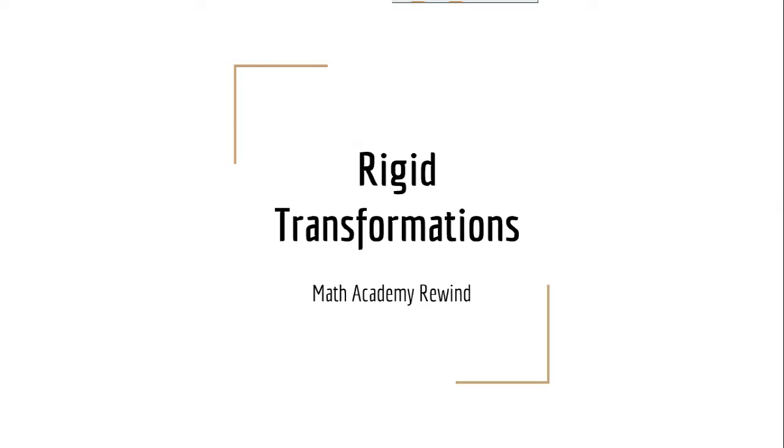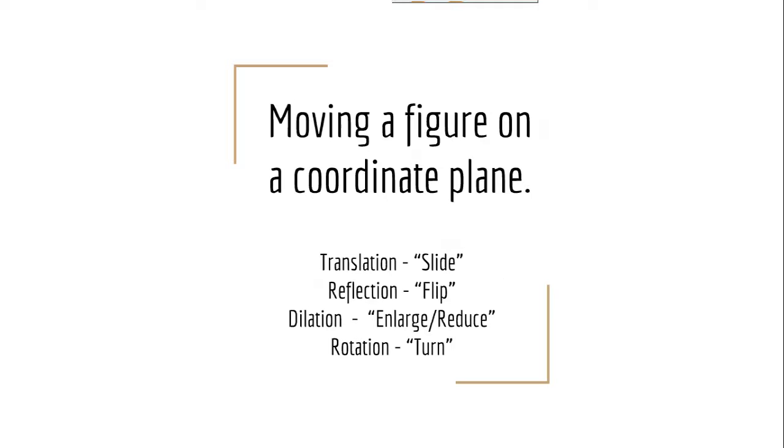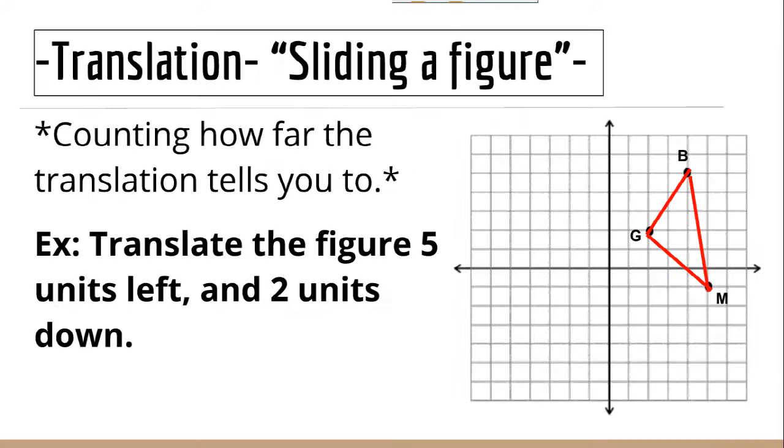Today's rewind takes us through rigid transformations. So if you remember, a transformation is just moving a figure on a coordinate plane. There were 4 types of transformations we covered. Translation is a slide, reflection is a flip, dilation is to enlarge or reduce, and rotation is to turn. So let's get started and talk about translations, which again is just sliding a figure.